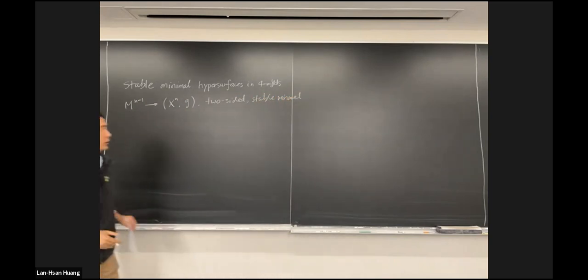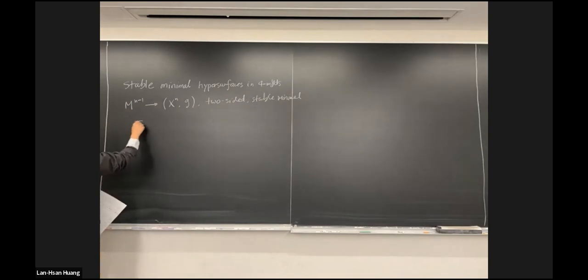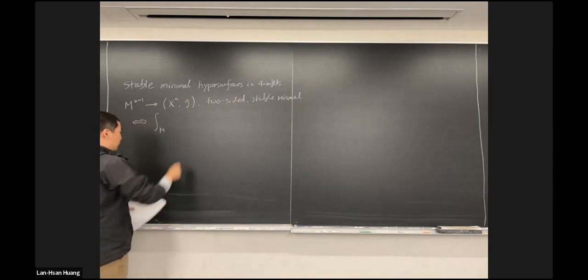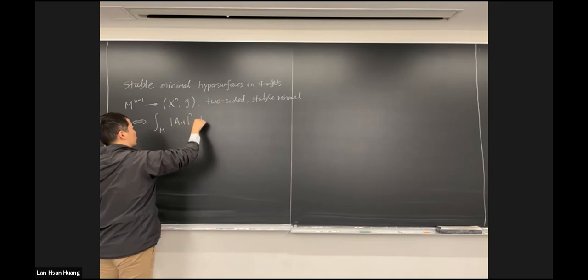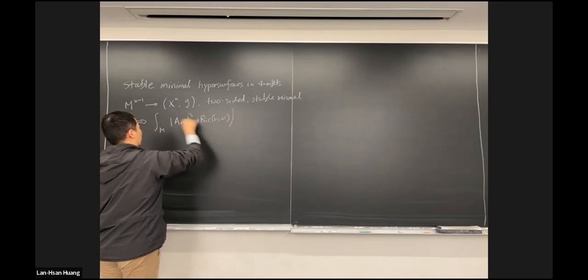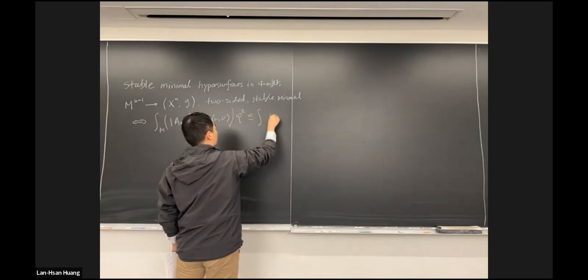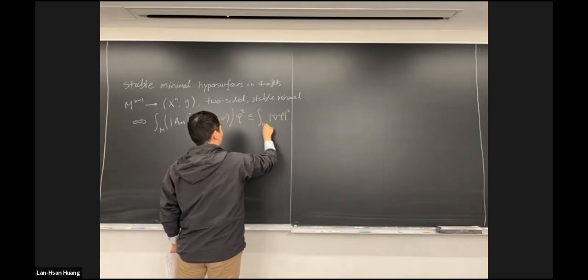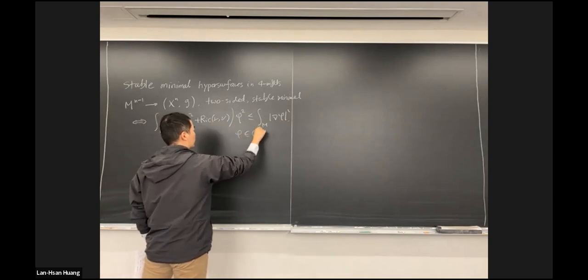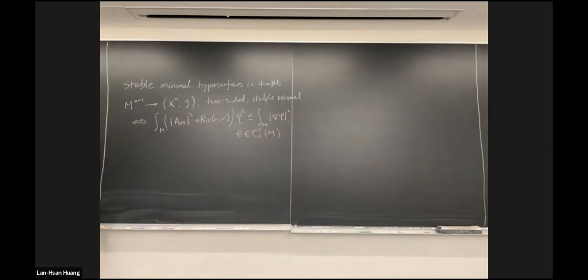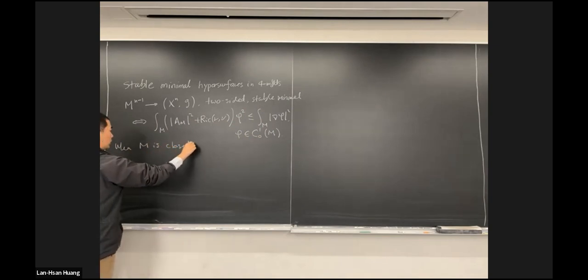Of course, minimal means that it's stationary for the area functional, and stability for a two-sided immersion is equivalent to saying that on the surface M, the integral of |A_M|^2 plus Ric(ν,ν) times φ squared is less than or equal to the integral of |∇φ|^2. This is true for every compactly supported, let's say, C^1 function φ on M. Now, there are a couple of interesting rigidity results for this kind of stable minimal immersion, in particular when M is closed, namely M is compact without boundary.